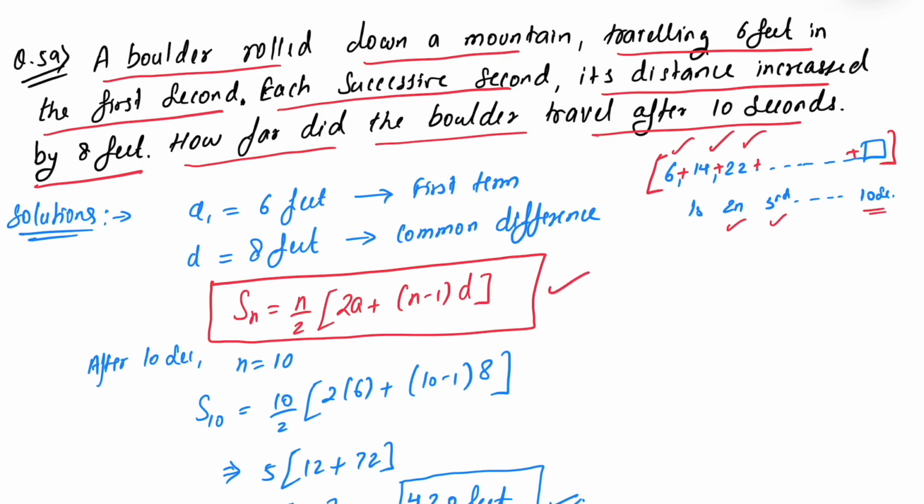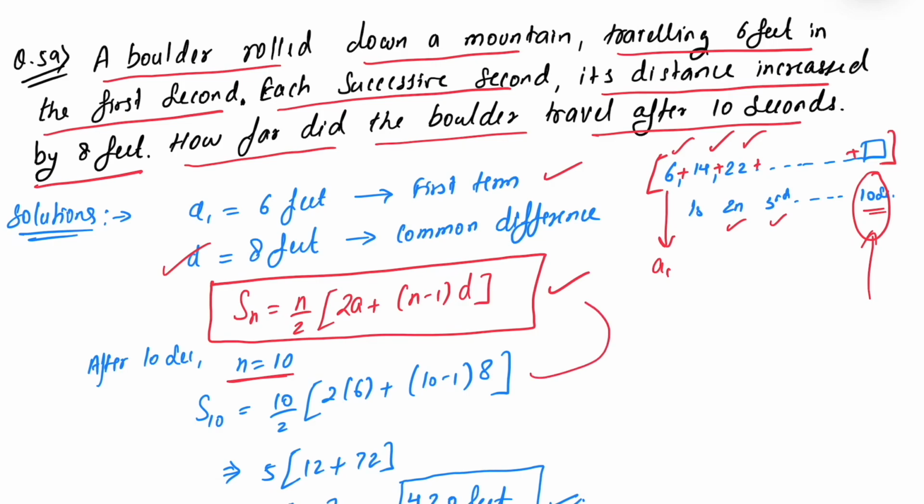So directly we have our first term as 6 feet. That's our first term, a1. We have the common difference of 8. We are adding 8 to get to the next term, so that's the common difference. And we have to find the sum after 10 seconds, so you can say that n is equal to 10 over here.